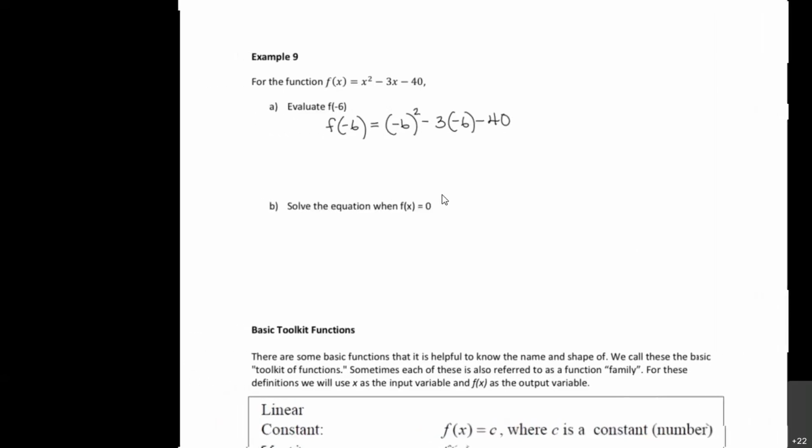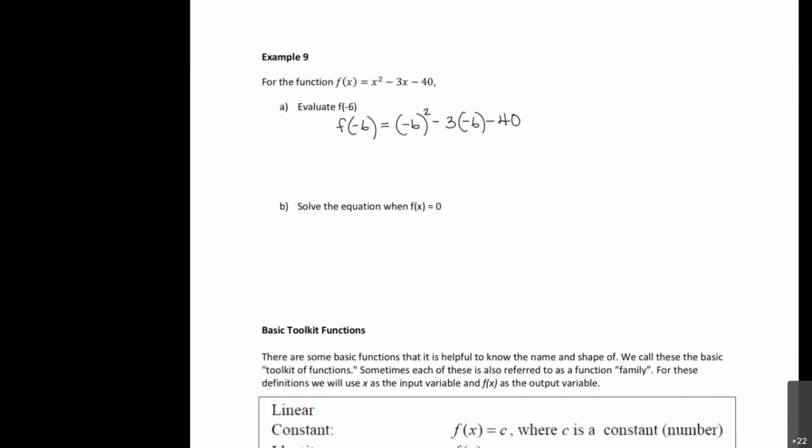And over here, solve the equation when f of x is 0. So then you take the f of x side and you substitute the 0 for that side. Okay, it's important to pay attention to which side you're putting the number in. Here it goes in for x, here it goes in for f of x. Okay, and then basically we try to factor the equation. If not, you can always use the quadratic formula.